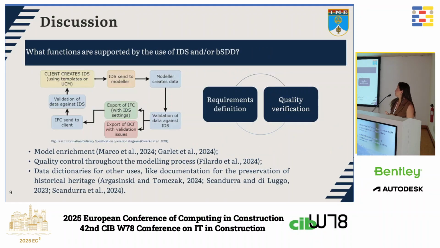Another question was about the functions supported by the use of IDS and/or bSDD. In general, IDS is used in a process as illustrated in this diagram, and the most cited functions were requirements definition and quality verification, which align with the concept of an openBIM workflow and IDS, but other functions were also mentioned, like model enrichment, quality control throughout the modeling process, and the use of data dictionaries for other uses, like documentation for the preservation of historical heritage, for example.